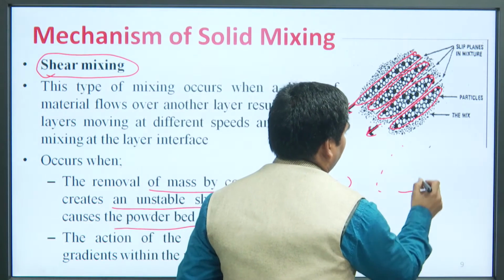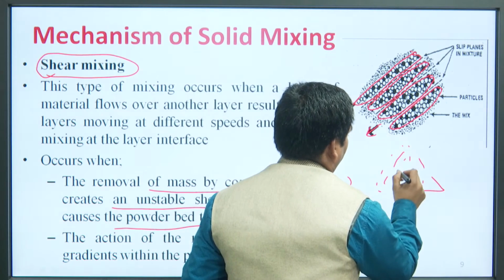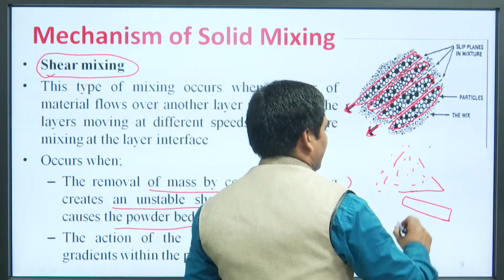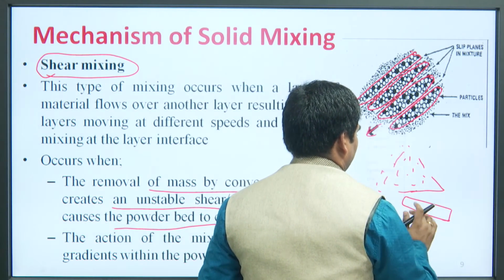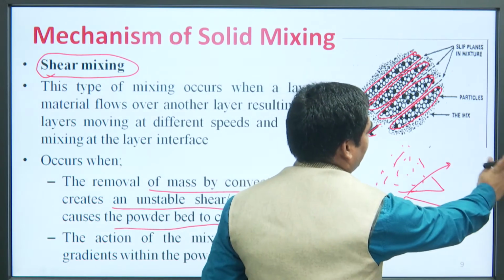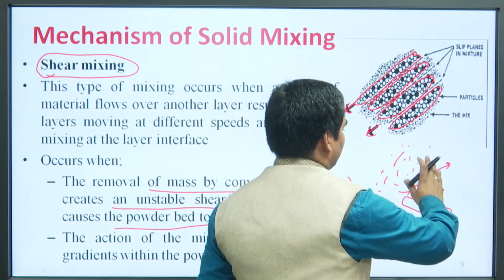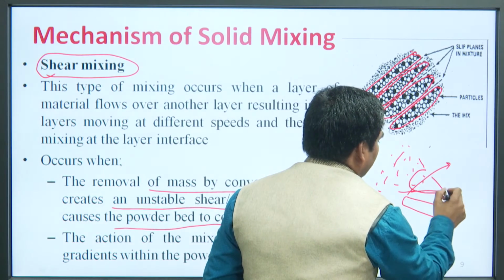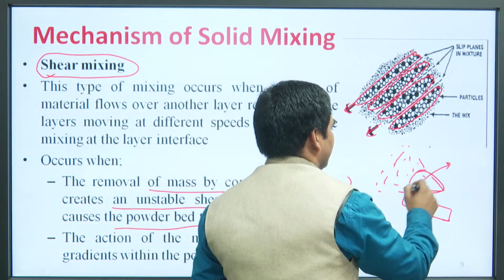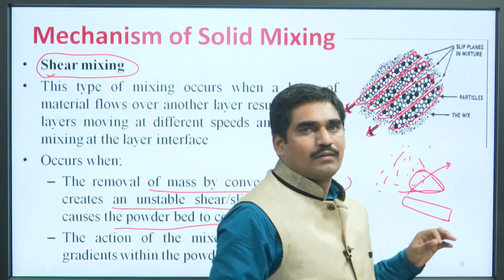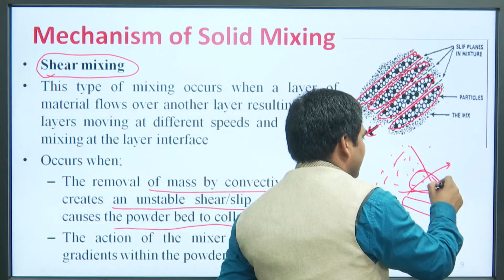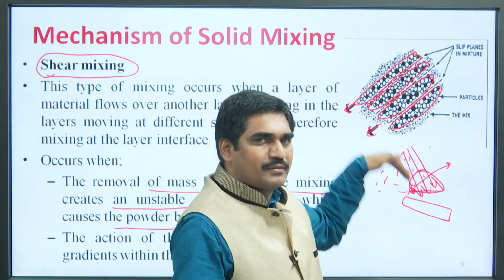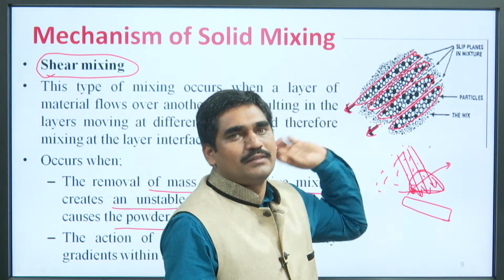Let us suppose a pile of powder is there. Due to convective mixing, this is a blade. What happens? This blade scrapes this material and takes it to another place. That means removing the mass of this pile of powder and taking it to another place. Due to this, a blank space is created at this position, which leads to breaking down of this pile of powder, or it collapses. Since this breaking down or collapsing takes place, in these cases there is slipping of layers. Why is this breaking? Due to this slipping of layers. This process is called shear mixing.